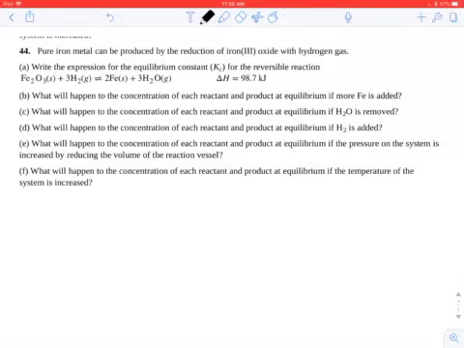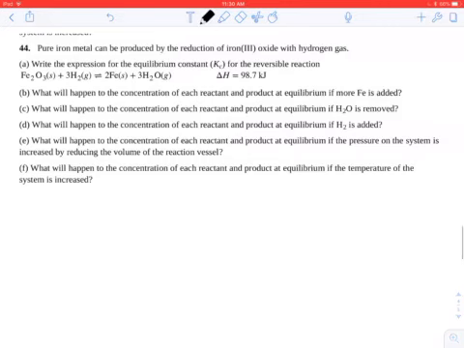In this chemical equilibrium, we're given a reaction and asked to answer several questions. So for part A, we want to write out the equilibrium expression. This is products over reactants.